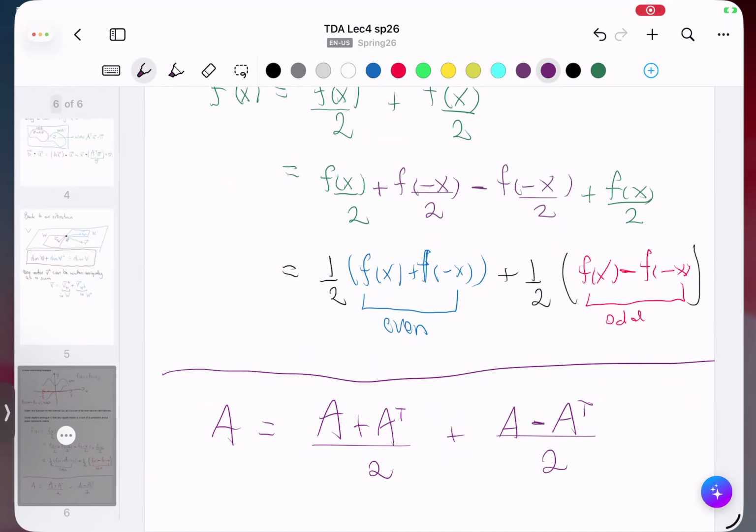And the first one is a symmetric matrix, right? This is because if you transpose it, you get A transpose plus A transpose transpose, which is just A. So this one is a symmetric matrix and this one is antisymmetric. So this is the same idea.